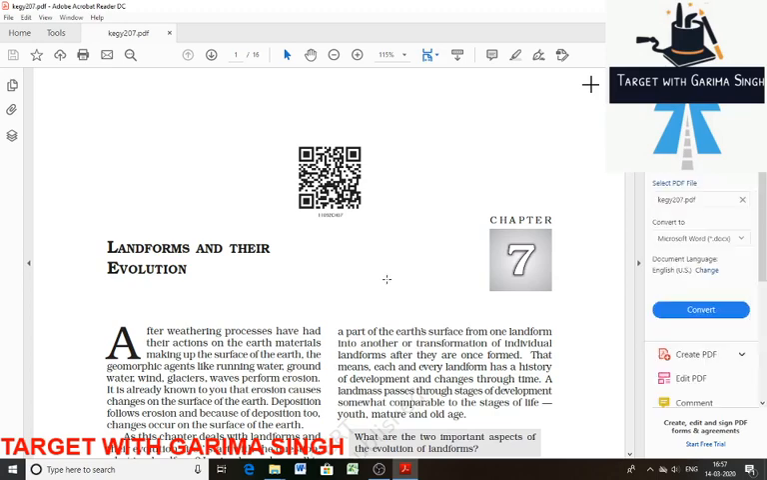So today we will discuss the 7th chapter of Class 11 Geography NCERT, that is, the chapter named Landforms and their Evolution. So without wasting time, let's jump to the question part. We're going to discuss what answer should be written in those questions.